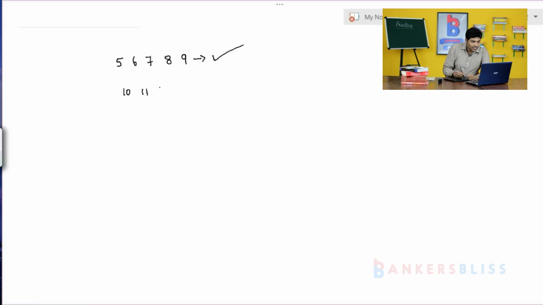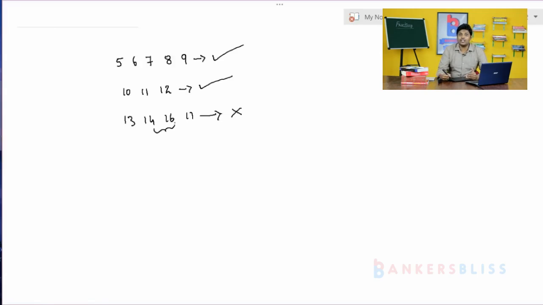10, 11, 12. So it is a consecutive number. But 13, 14, 16, 17 is not a consecutive number because there is a gap in between 14 and 16. Okay, so a continuous series of numbers is what you call consecutive numbers. The series may start at any number and may end at any part, but in the middle it should be a continuous series. So these are called consecutive numbers.